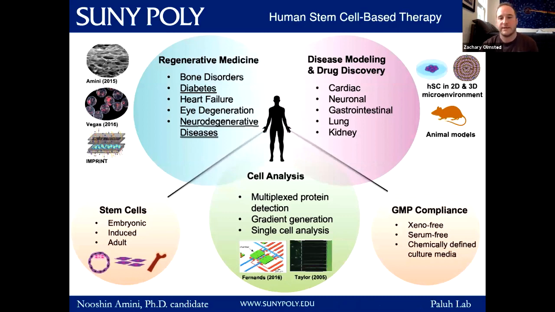Here she introduces the ability of stem cells to be used in regenerative medicine to treat disorders that stem from numerous organ systems. And she specifically focuses on diabetes and neurodegenerative disease. Here she discusses the different types of stem cells. There's multiple types, including embryonic, induced, and adult, that vary in their source. The different ways to analyze cells, and then also clinical relevance by complying with GMP manufacturing practices.